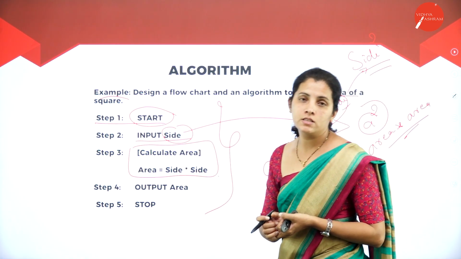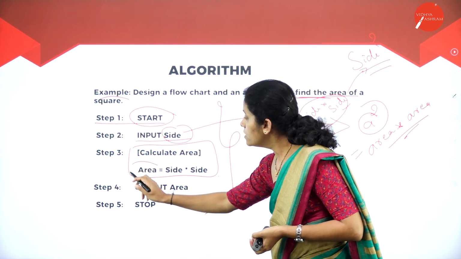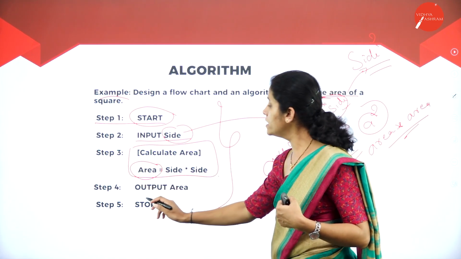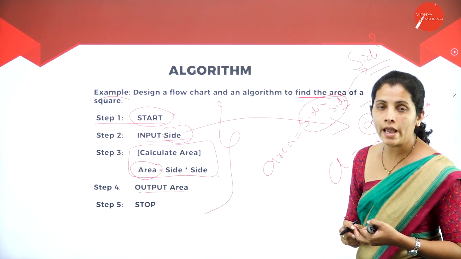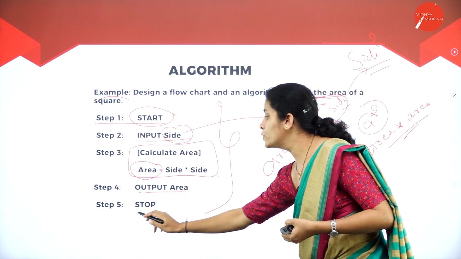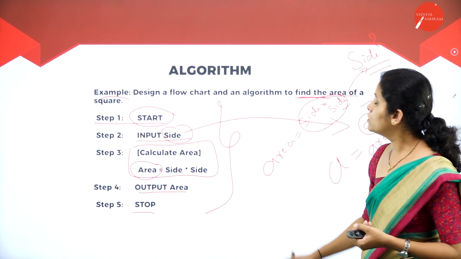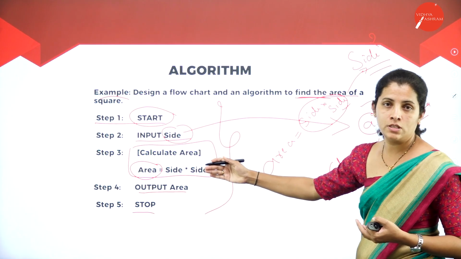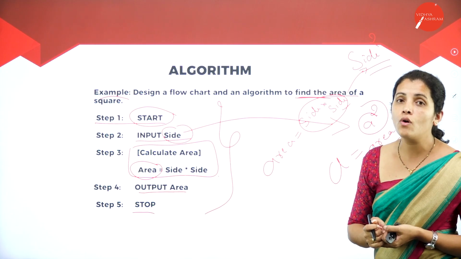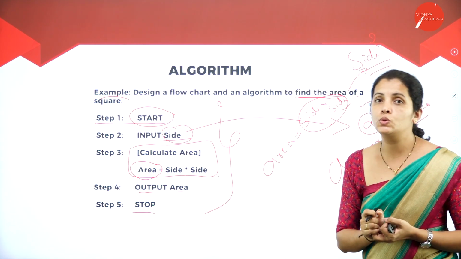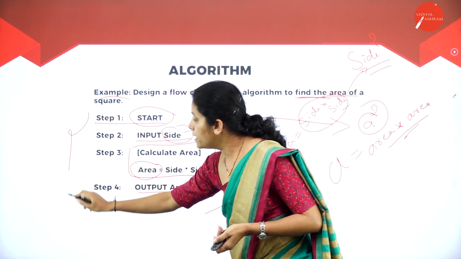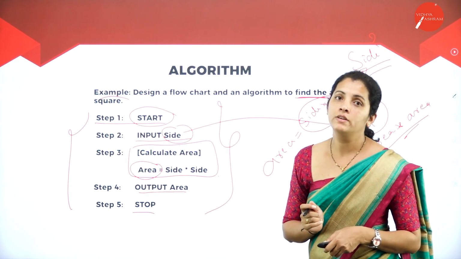And where is the output stored here? With this variable. What is the variable name here? That is area. So here I'm going to display the output area, and I'm going to terminate my algorithm. So I'm going to use the stop keyword. So this is the actual procedure, or this is the step-by-step finite sequence of instructions used to solve a well-defined problem. So this is my finite sequence of steps.